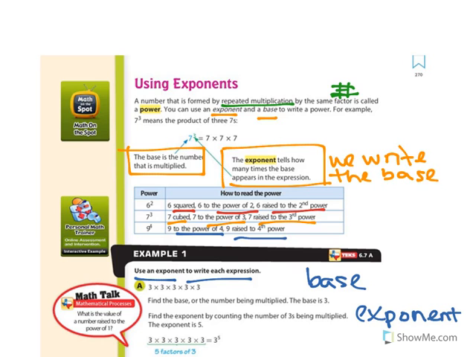Remember, the base is the number that's being multiplied. It's the number that you see. So the number that I see is 3. So our base is 3. The exponent is how many times that base is written down. So 1, 2, 3, 4, 5 times. So that means our exponent is going to be a 5. And if you look down at the bottom, we write this as a base of 3 and an exponent of 5, 3 to the 5th power.